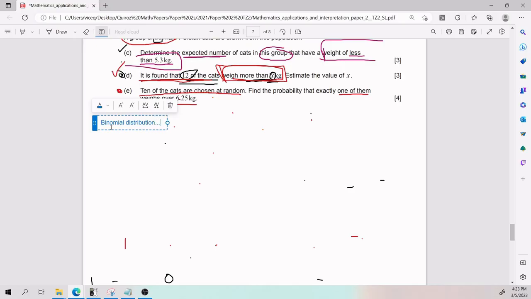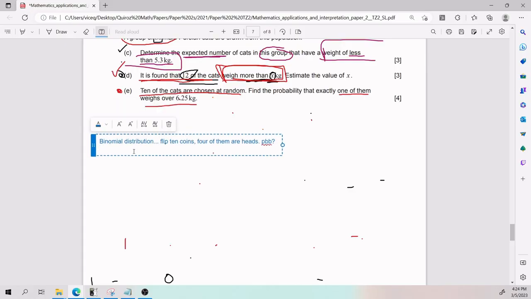And so a binomial distribution is usually like, flip 10 coins, 4 of them are heads, probability, and you work from there. See? In this case, it's no different, just that your quote-unquote heads or quote-unquote tails has to do more with how much the cat weighs. So instead of flipping 10 coins, we get 10 cats, and we have exactly one that weighs over 6.25, probability, and this is part E.